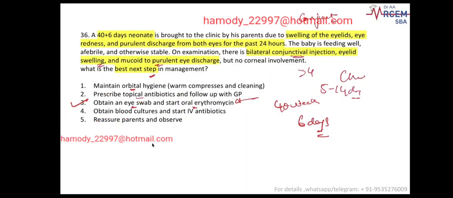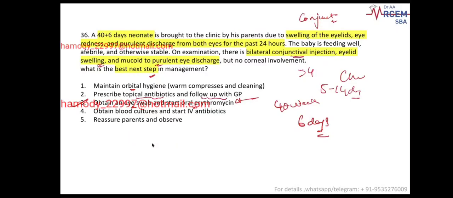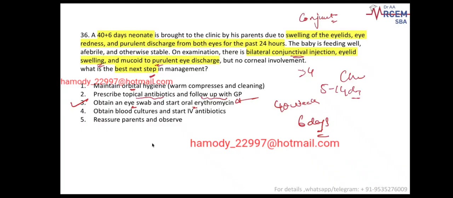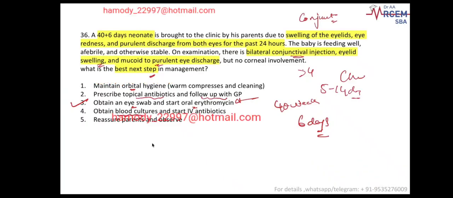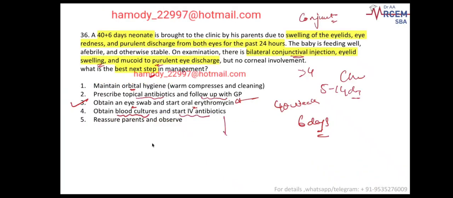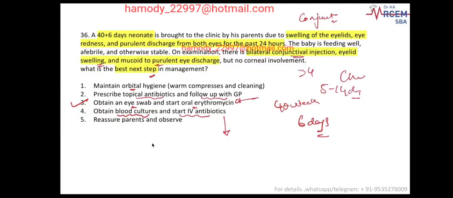Prescribe topical antibiotics with follow-up with GP. No, you need to take an eye swab. That is an important step. That is not mentioned here. That's why we cannot choose that. Obtain cultures and start IV antibiotics. This would have been the right answer if it is a Neisseria gonococcal infection, which is commonly seen in the first 4 days.